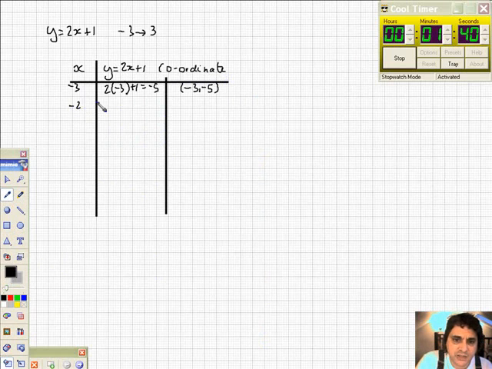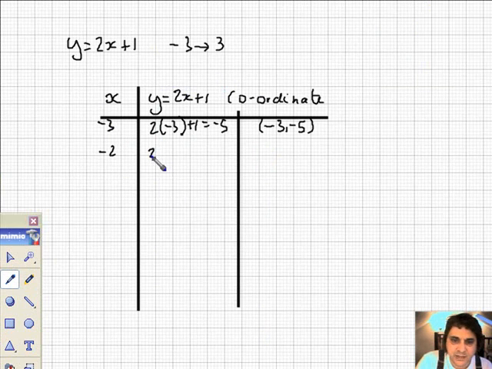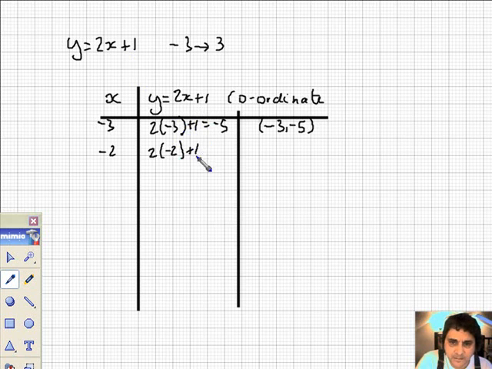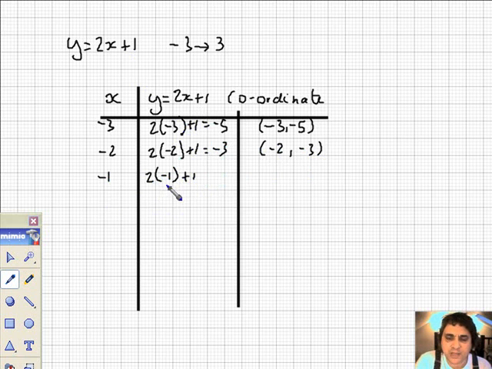We're now going to do -2. We're going to go from -3 up to 3. So we want two lots of -2, which is -4, plus 1, because it says so. So -4 plus 1 is -3. So we've created the point -2 for the x and -3 for the y part of the coordinate. Now you go -1. Two lots of -1 plus 1. Well, that's going to be -2 plus 1 is -1. Gives us -1 and -1.